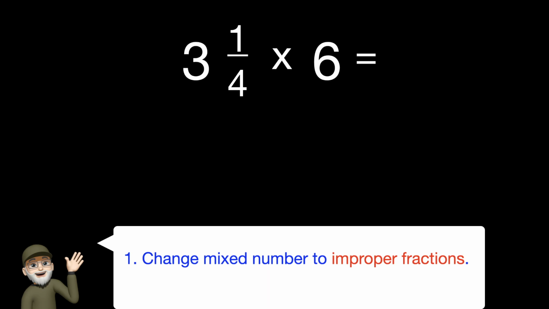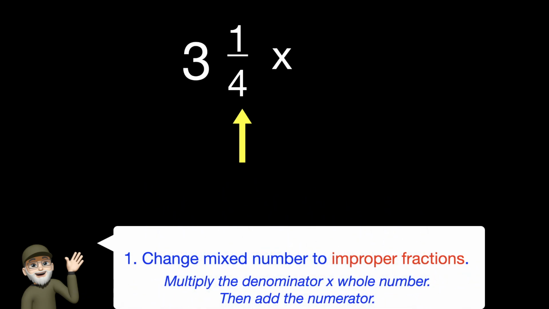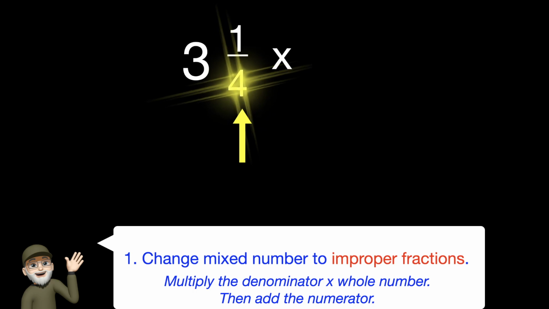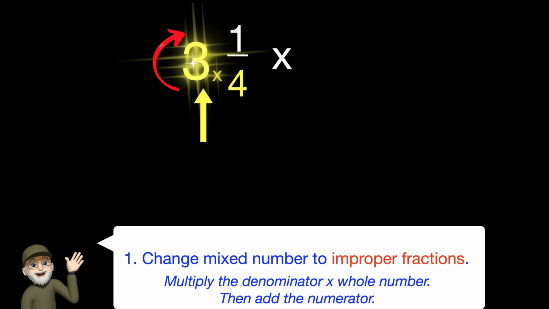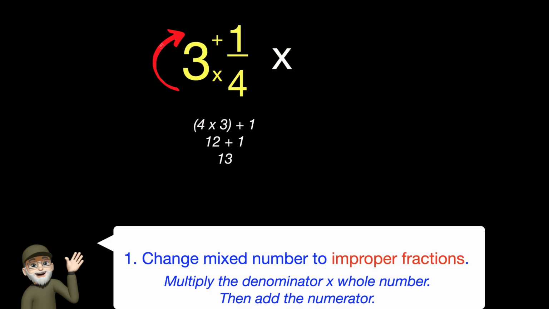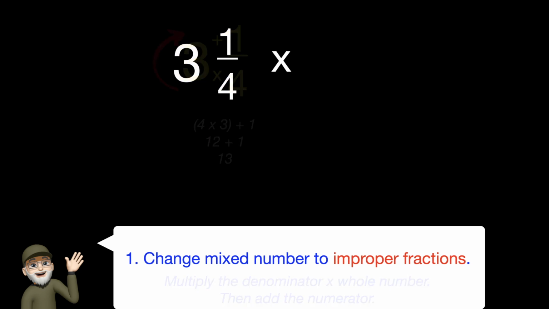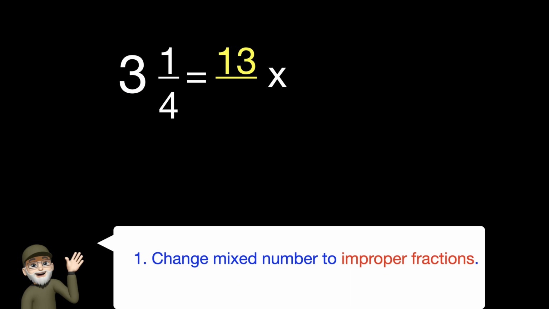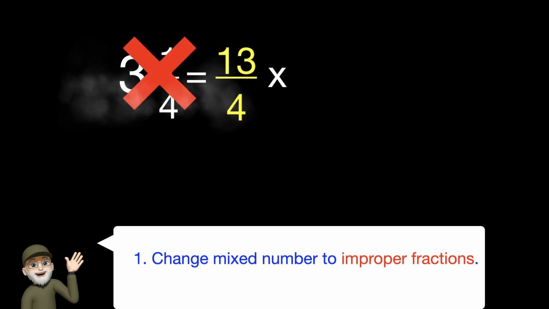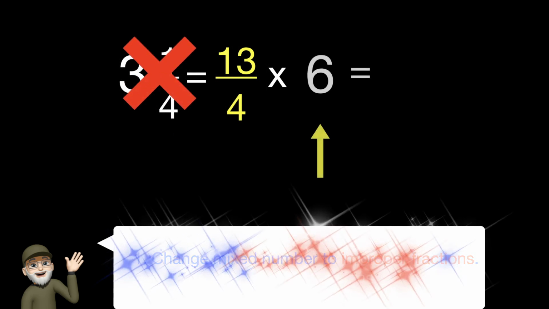Same problem. Step 1 is that we want to change the mixed number into an improper fraction. So how we do that is that we multiply the denominator, in this case the 4, times our whole number of 3. Then we add the numerator of 1. Our calculations would look like this. 4 times 3 is 12. 12 plus 1 is 13, and that becomes your numerator. On the bottom, your denominator just stays the same. That's your 4. So we've turned that into an improper fraction.